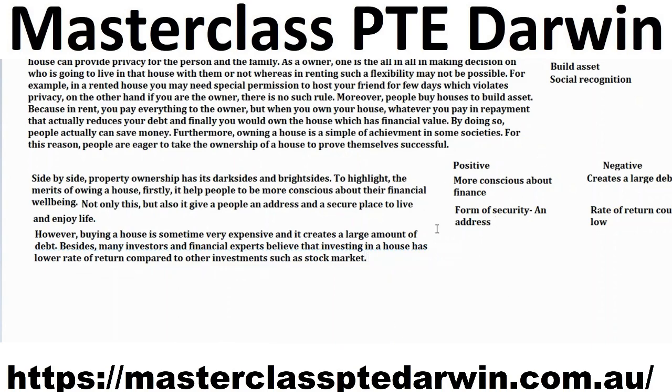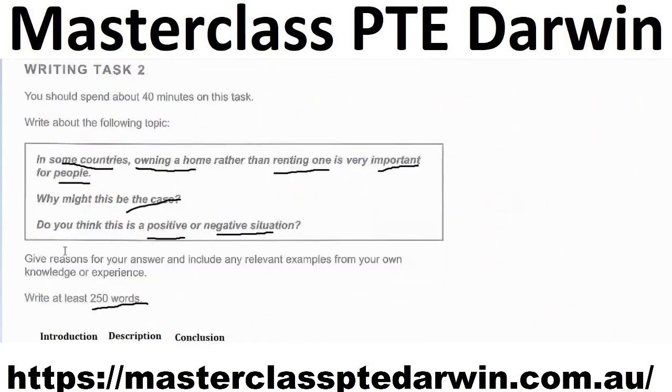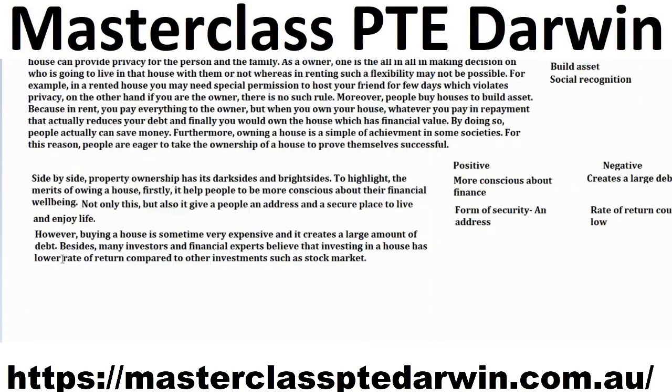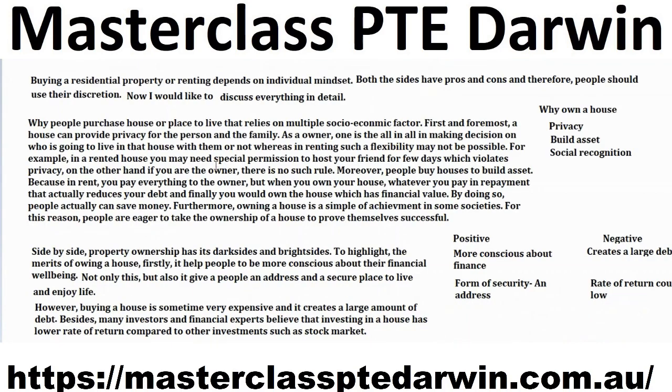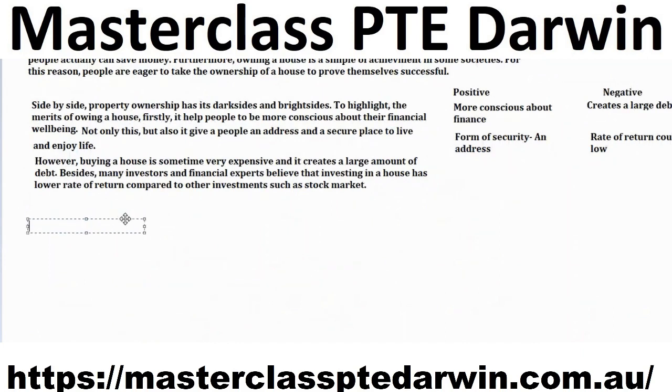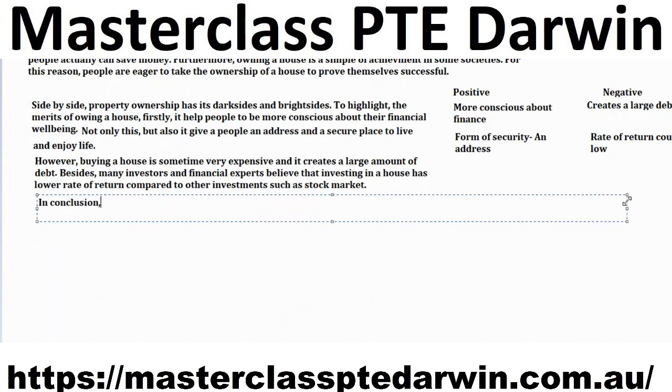So we have done our point analysis. Now we can go for the conclusion. Now everything is written. Now you give your opinion here in the conclusion. In some countries, owning a house rather than renting is important. Why this case? We have discussed this. What are the positives and negatives? So here we can write in conclusion or overall, finally, I'd like to opine, something like that you can write.